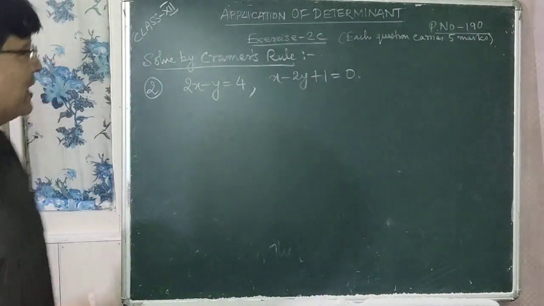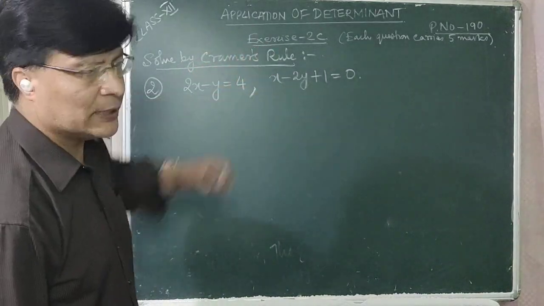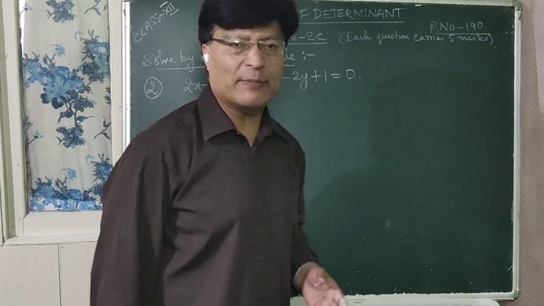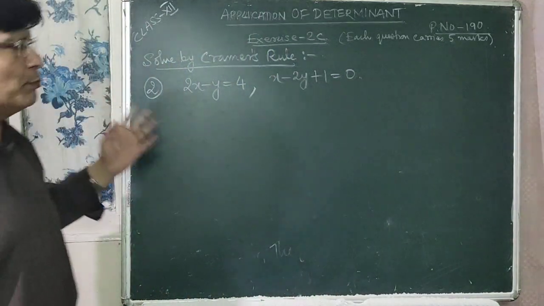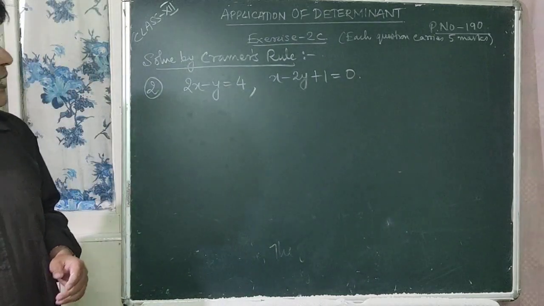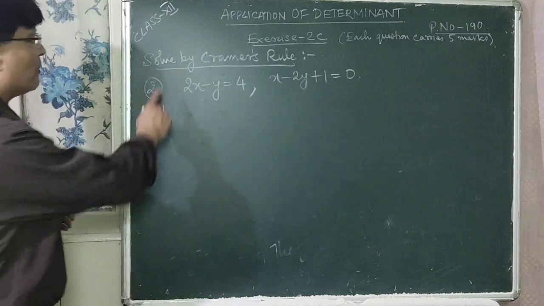So now let's do this question. This question is from exercise 2C. Each question carries 5 marks. The page number is 190. The book is Higher Mathematics for Class 12 by S.N. Dey. Now solve by Cramer's rule.